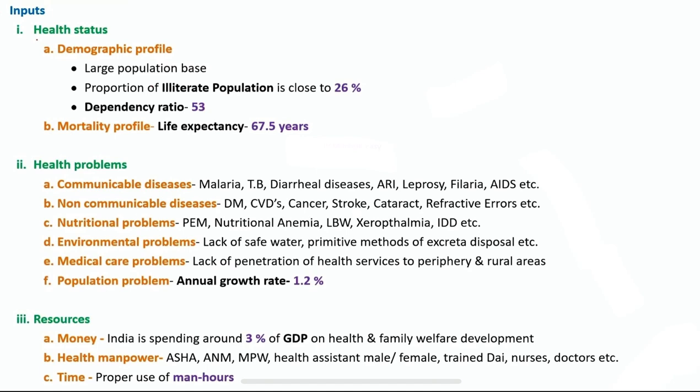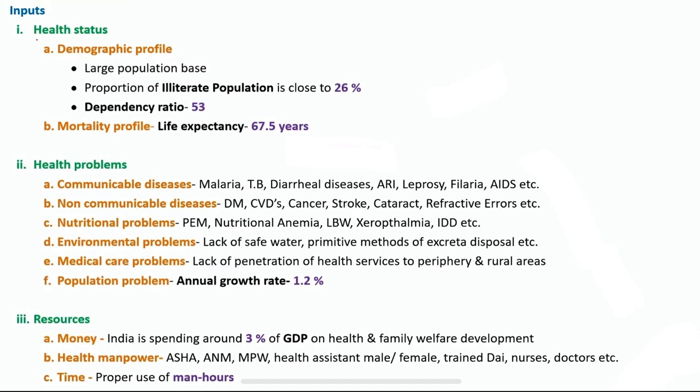Among the communicable diseases, we have malaria and TB. India accounts for one fifth of the world incidence of TB, a major public health problem. Every year 2.2 million people develop TB, out of which many die. And they are highly infectious.